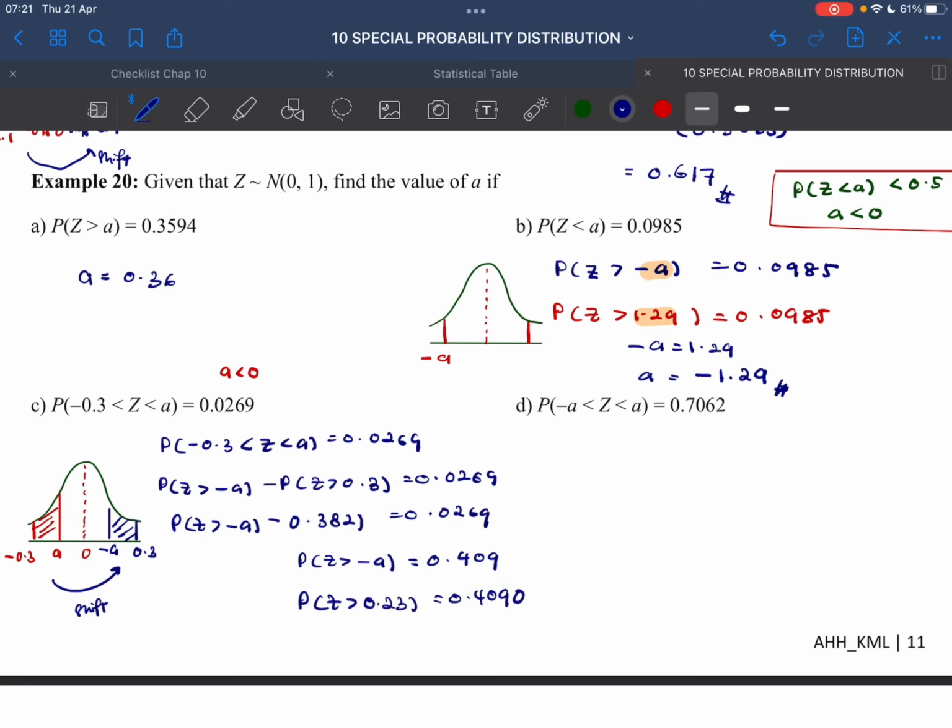So we can conclude that our negative A equals 0.23 and your A equals negative 0.23, which is the same as what we stated earlier in the question, which is that A is supposed to be negative. Okay, all right, so let's see the last question here. P(Z is between negative A and A), so this one is by using properties.